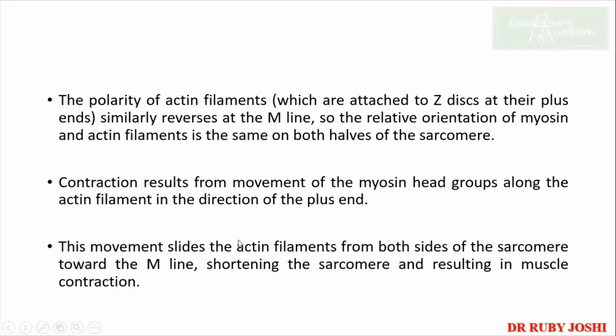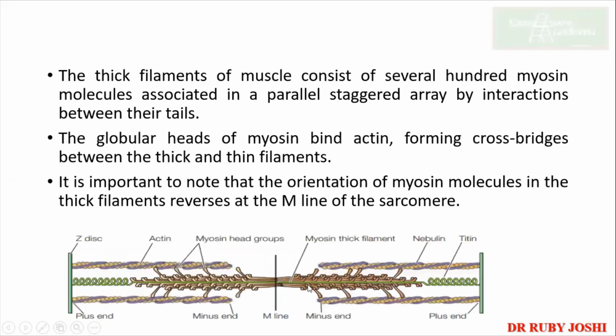Now contraction results from the movement of the myosin head groups along the actin filament in the direction of the plus end. This movement slides the actin filaments from both sides of the sarcomere towards the M line. So what is happening? Because it is moving towards the M line, the entire thing from here to here will become this much. Guys, are you able to follow? That's why I'm going a little slow. Are you able to follow? Everyone? Shruti?